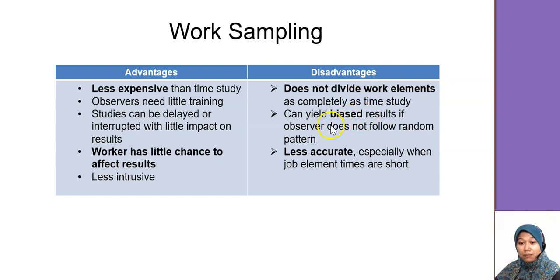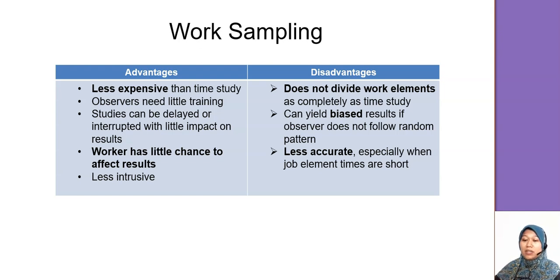And sometimes it's biased. Maybe during certain days, the salesperson is very busy, and on certain days he has no job at all. So it's not balanced. The data does not really represent the whole activity. Less accurate, that's the disadvantage of work sampling compared to time study. So the best thing is to have time study, because you can get the standard time.